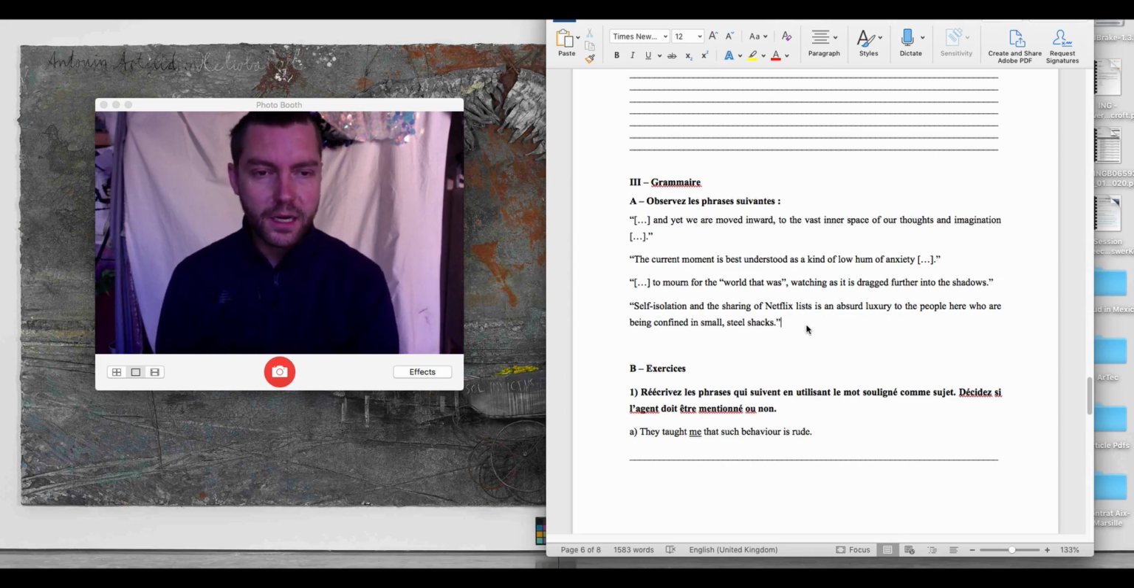And yet we are moved inward to the vast inner space of our thoughts and imagination. The current moment is best understood as a kind of low hum of anxiety. To mourn for the world that was, watching as it is dragged further into the shadows. Self-isolation and the sharing of Netflix lists is an absurd luxury to the people who are being confined in small steel shacks. Okay, so try to find the passive in there.